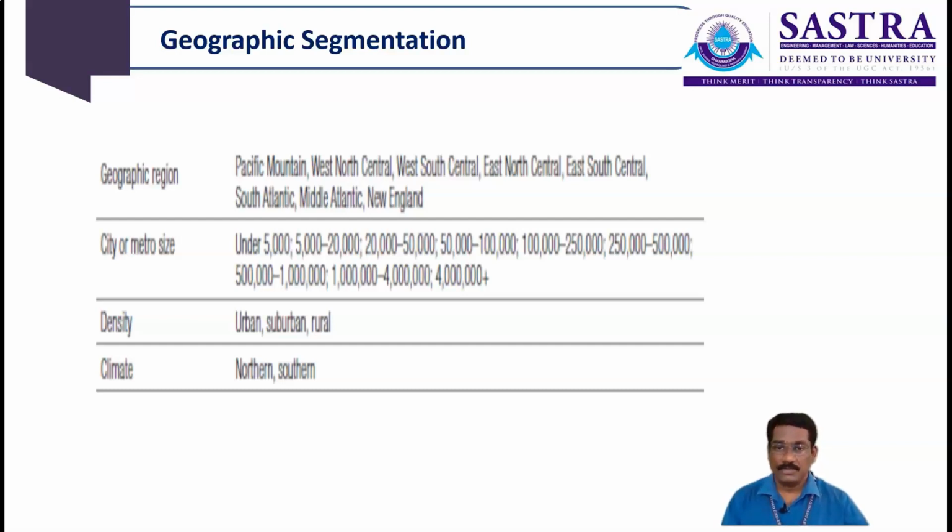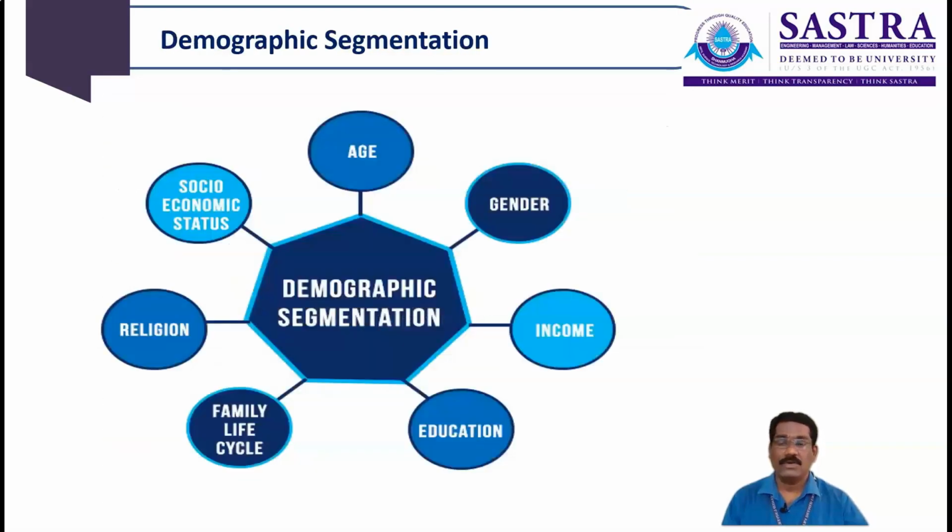So through this example, I hope you all understand the purpose of geographic segmentation. Next, let's talk about demographic segmentation. In demographic segmentation, we use age, gender, income, education, family life cycle, religion, socioeconomic status, all that.